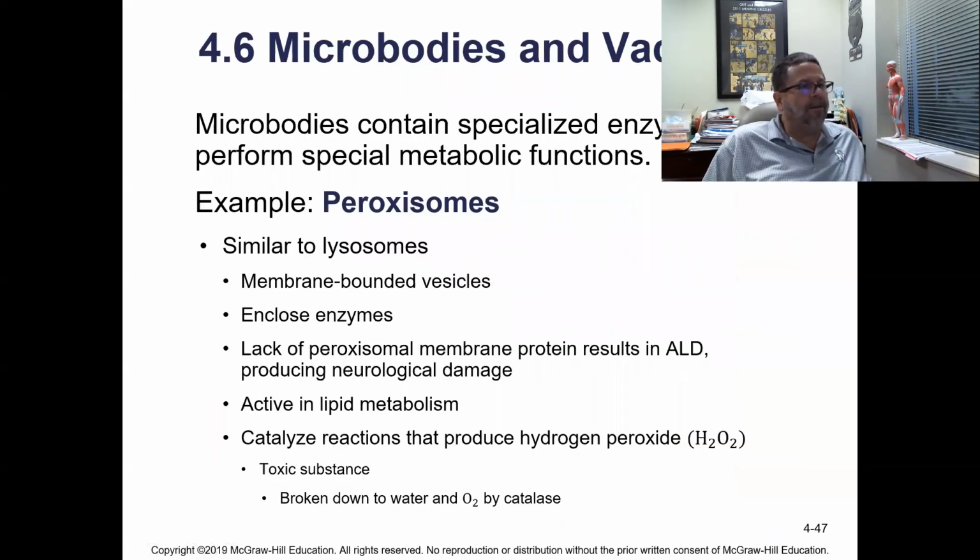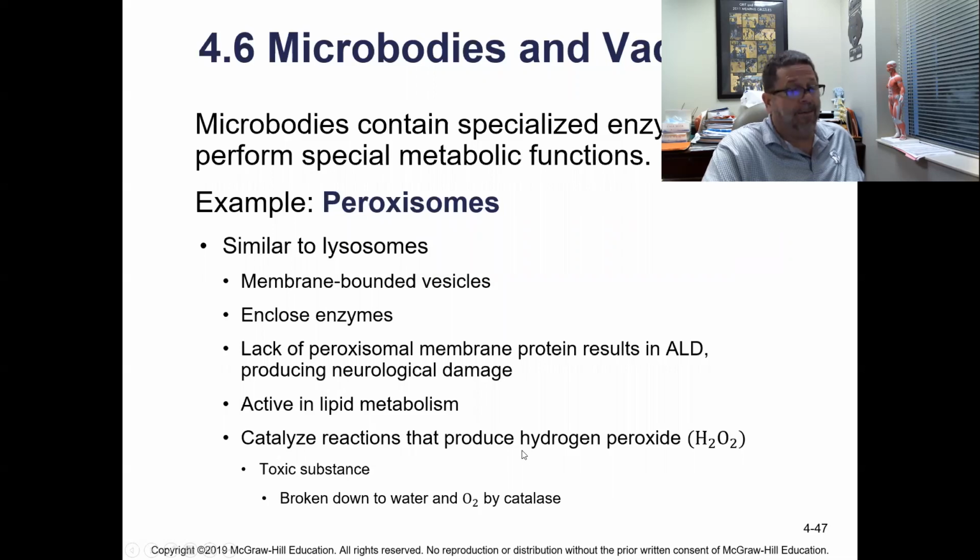Okay, peroxisomes are another membrane vesicle that has enzymes in it, but it's made differently. Take a look. The peroxisome is similar to lysosomes in that it has enzymes. Its lack of peroxisome membrane proteins results in ALD. It's active in lipid metabolism. It helps break down lipids, but it catalyzes reactions that produce hydrogen peroxide, and in doing so it makes some free radicals, a toxic substance.